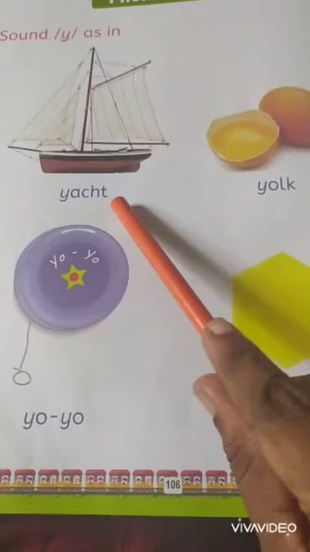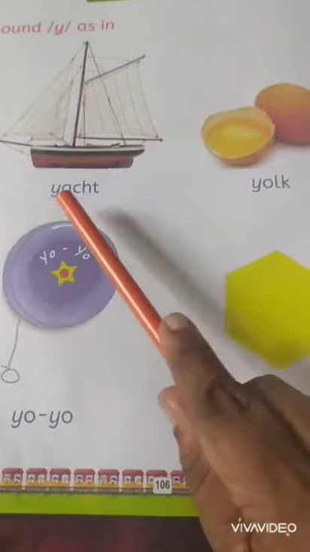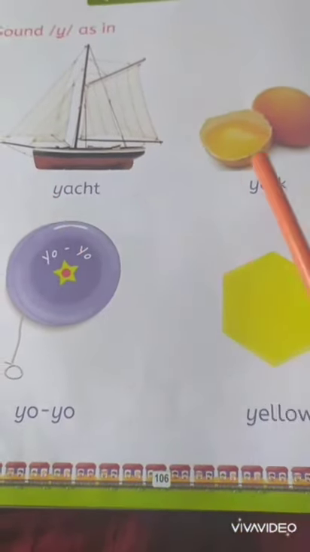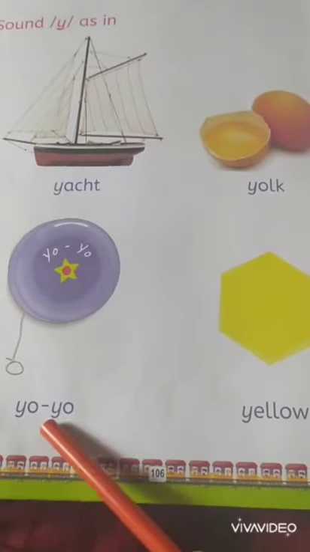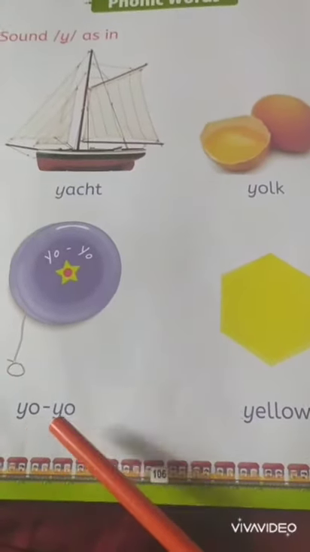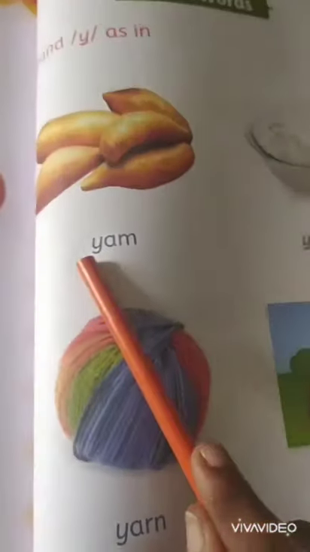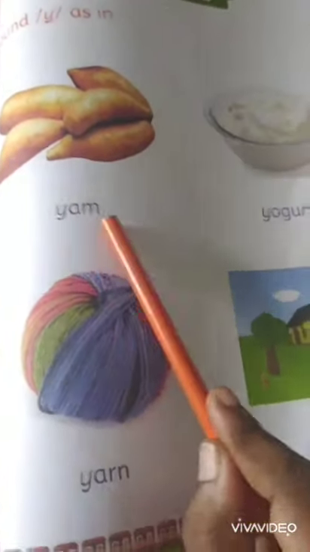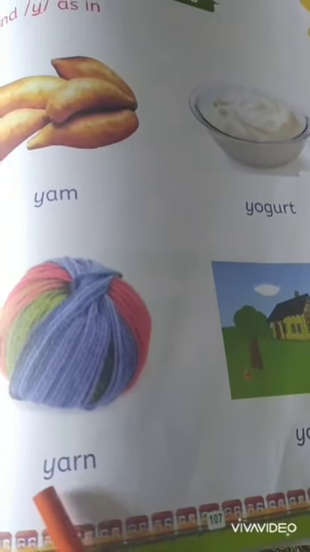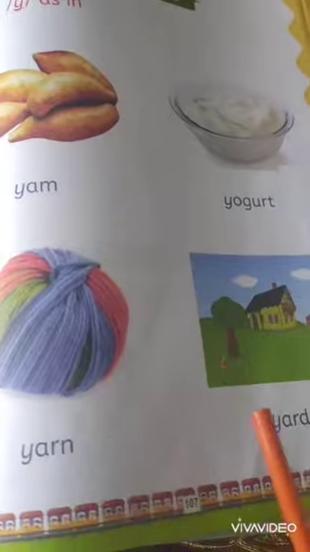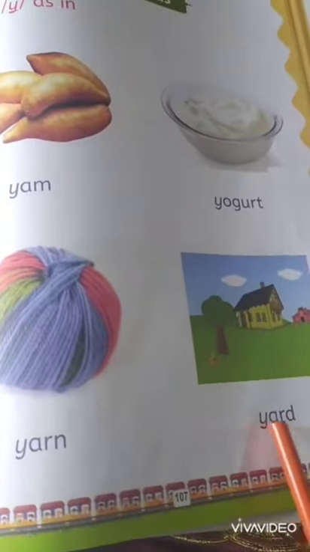Let us learn some words that start with the sound. Yeah, yacht. Yeah, yolk. Yeah, yo-yo. Yellow, yam, yogurt, yarn, yard.